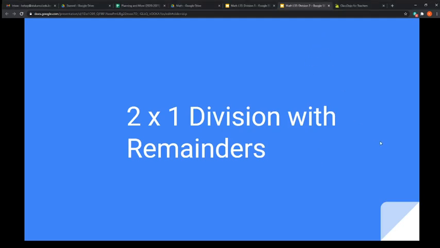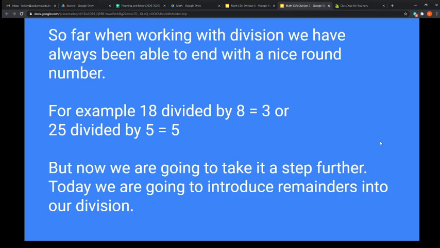Welcome back, grade 4. Today in math, we're going to be doing 2 by 1 division with remainders. So far, when working with division, we have always been able to end with a nice round number. For example, 18 divided by 8 equals 3, or 25 divided by 5 equals 5. But now we're going to take it a step further. Today, we're going to introduce remainders into our division.